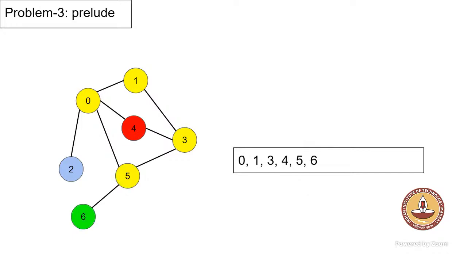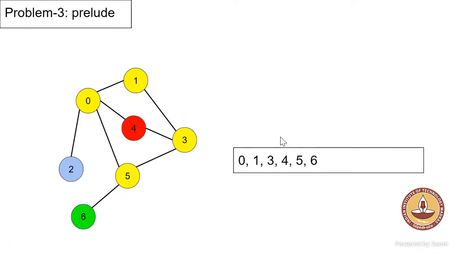Coming to 6, 6 is connected to 5 and 5 is already visited. What will we do? We will come back to 5 again because no other nodes are left. Coming to 5, 5 is connected to 0, 6 and 3. All of them are visited. So we will go back to 4 again.